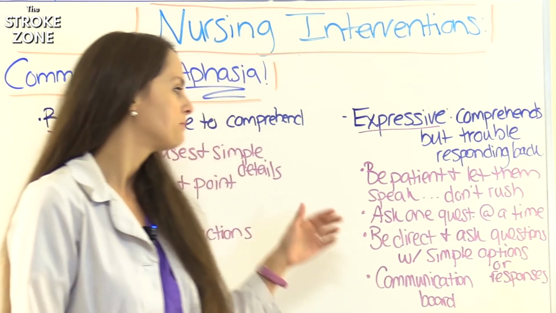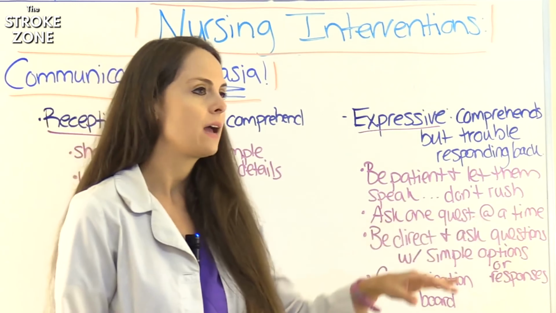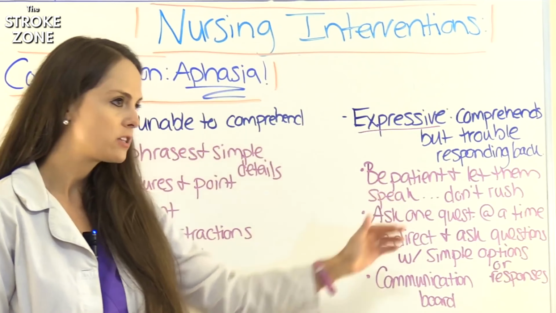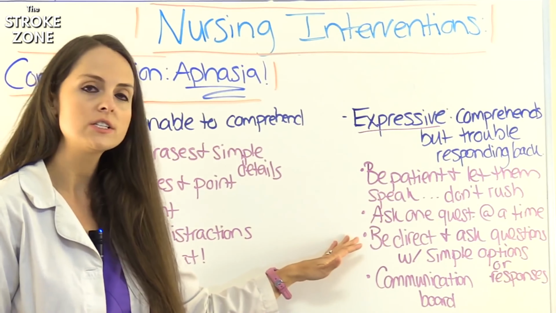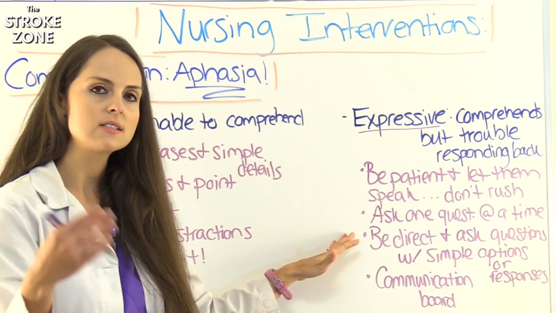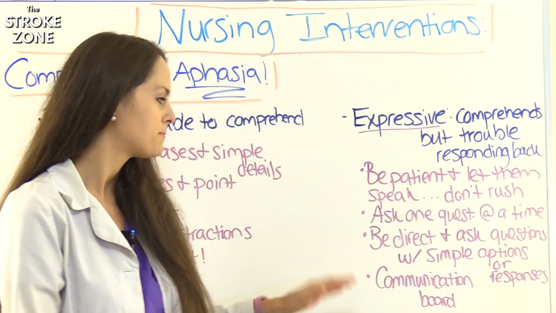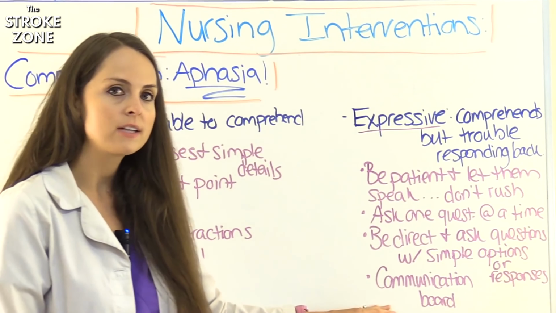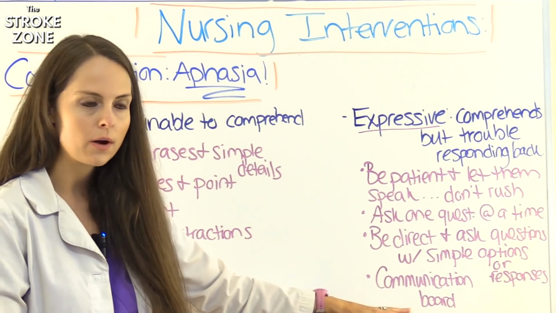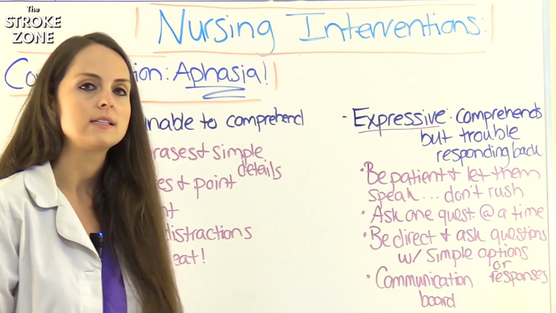Let them say it. Another thing is ask one question at a time. Don't ask them 50 questions where they have to give you 50 responses. One question at a time. And let those questions be direct, and ask the question in a way where they have to give a simple response to you, not a huge descriptive response. And another great thing with these patients I've found is to use a communication aid like a dry erase board, pencil, piece of paper, and that will help them communicate what they need to tell you.